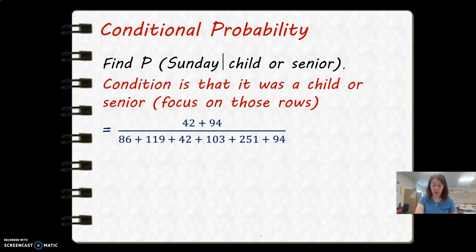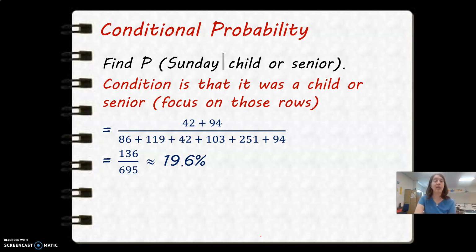Same idea for the seniors. On Friday, there was 103. On Saturday, there's 251. And then on Sunday, there was 94. We have some adding to do on both parts of our fraction, and that gives us 136 over 695, and that fraction actually doesn't reduce, so that would be the final answer, and our probability as a percent is right around 20%.